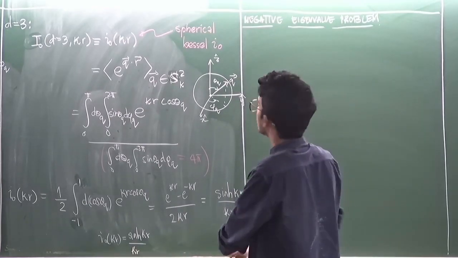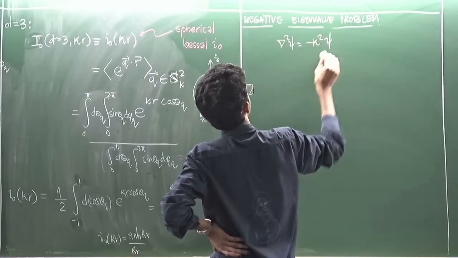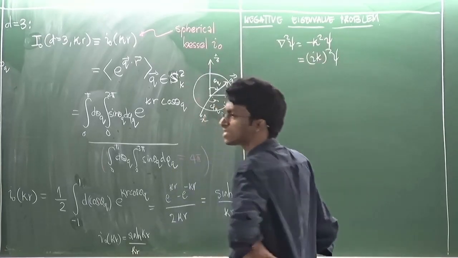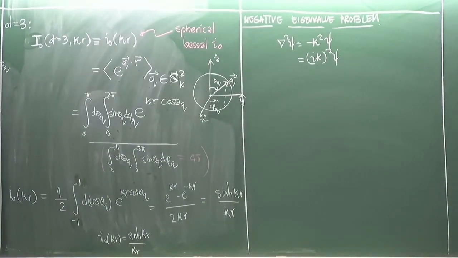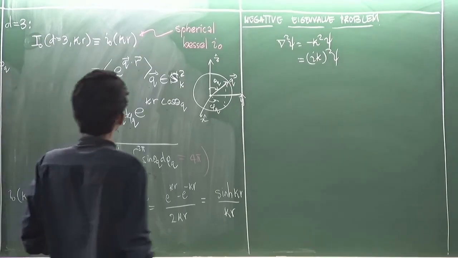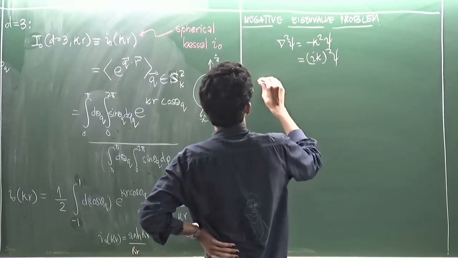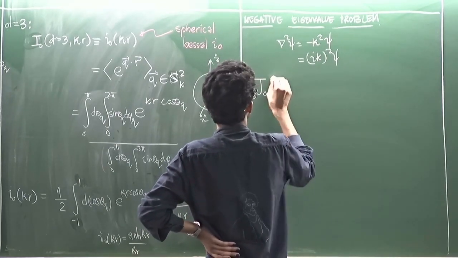Okay. Negative eigenvalue problem is just what? Del squared psi equal to minus kappa squared psi. But that's just (i kappa) whole squared psi, which means it's just an analytic continuation. All I need to do is just make kappa imaginary in all the earlier solutions. And this analytic continuation can actually be done very trivially. Which means the negative eigenvalue solutions are what we call the Bessel J's.